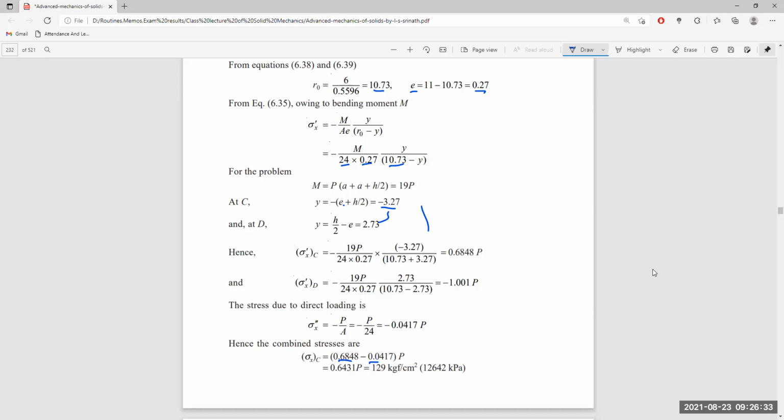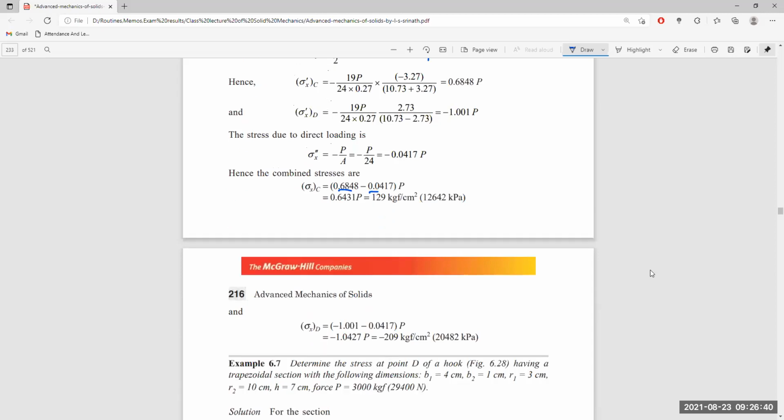That is the compressive stress at the point C itself, and at the point D it is 1.10, which is given here, and minus 1.10 is opposing the pressure at minus 0.0074 into P itself. So if we add, we get minus 1.0724 or minus 2.209 kgf per centimeter square, because it's tensile in nature and opposing the external force itself. So let's go to the next problem.